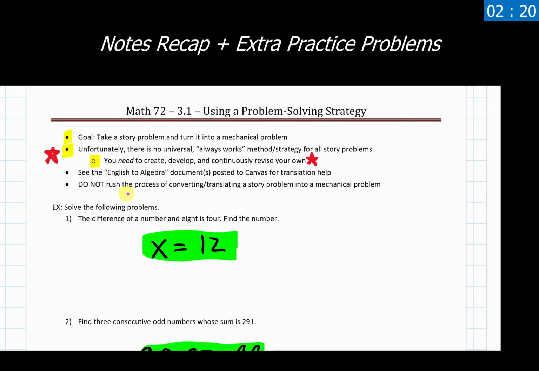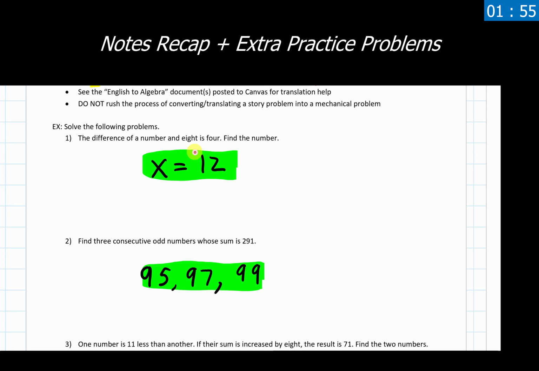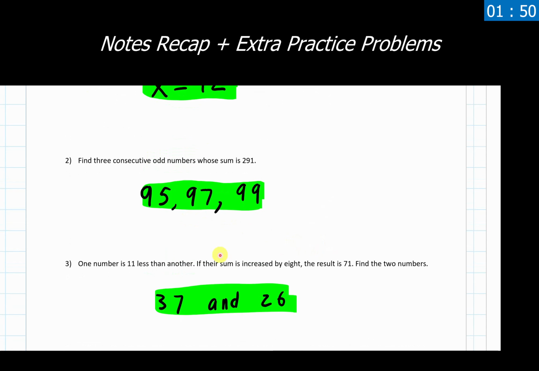Biggest thing is to not rush the process of converting or translating story problems into mechanical problems. Take that time as necessary to rewrite English into algebra by reviewing the note sheet that we had, the different processes and different wording and ordering that we have these numbers and variables in. We had our 3 example problems listed out here, the difference between a number and 8, finding 3 consecutive numbers, and then finding 2 numbers with some weird stuff where we have a relationship between those 2 numbers as well.